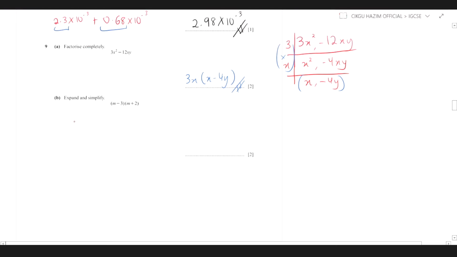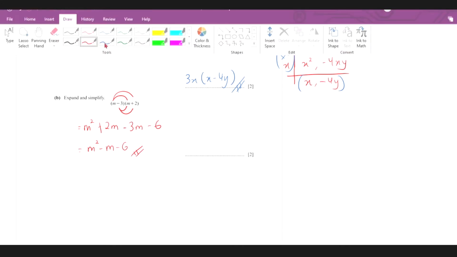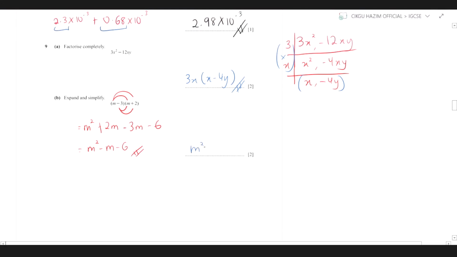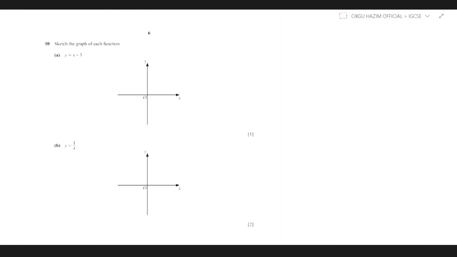Whenever we have this, always do it slowly. m multiplied by m is going to be m squared. m multiplied by positive 2 is 2m. Positive here, please remember. Negative 3 multiplied by m is negative 3m, and negative 3 multiplied by 2 is negative 6. So positive 2m minus 3m would be negative m. So m squared minus m minus 6, that would be your final answer. And of course you put it in the space given here, m squared minus m minus 6. Next question is sketch the graph of each function here.